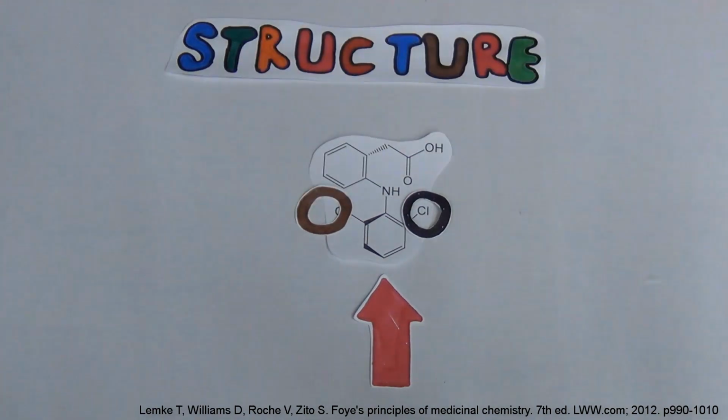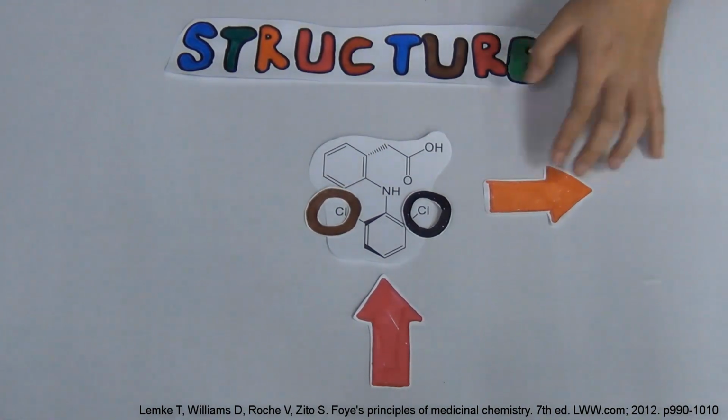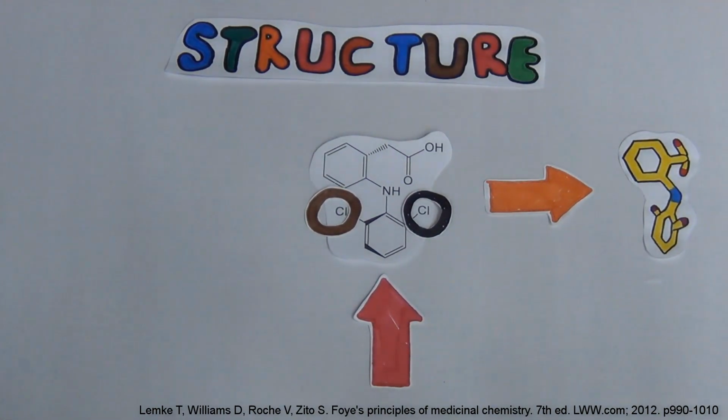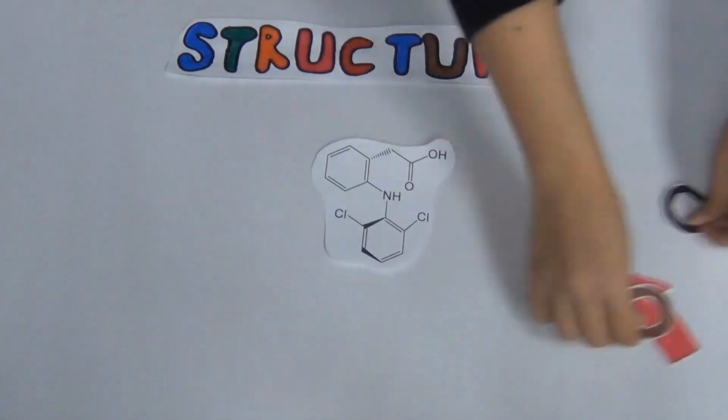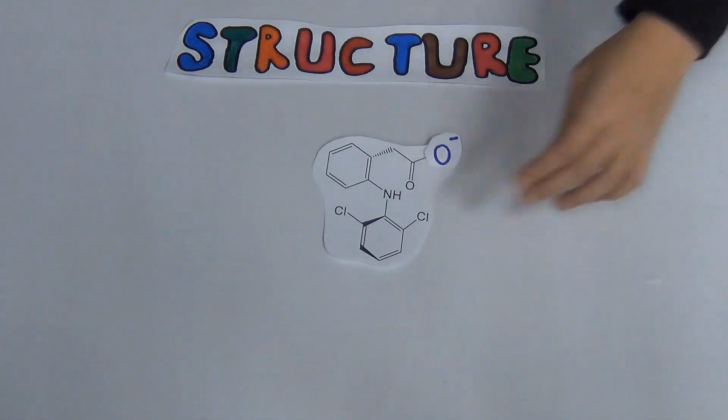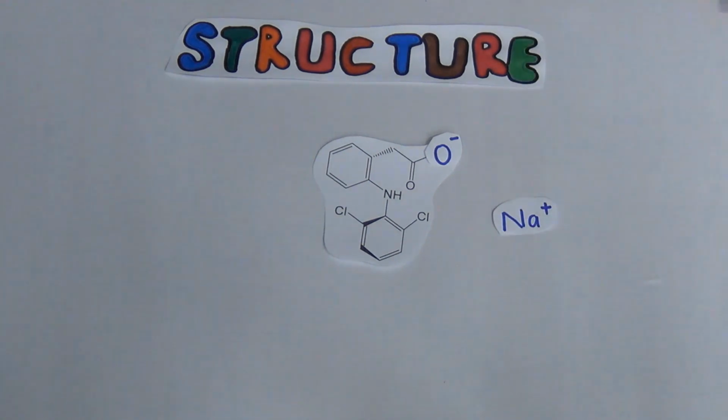Two orthochloro groups help with the twisting of the whole structure, which aids the binding of diclofenac into the active site. For the pharmaceutical products, diclofenac is made under salt form using sodium or potassium.